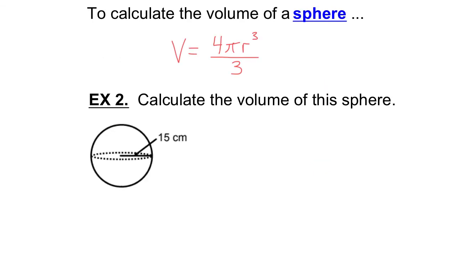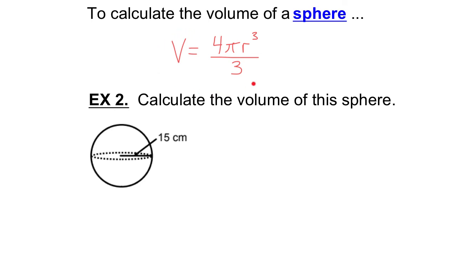So we've talked about volume of prisms. Now we're going to switch gears and talk about something totally different. We're talking about spheres. So of course the sphere is not a prism. You can't find the area of a base and multiply it by a height. That makes no sense for a sphere.